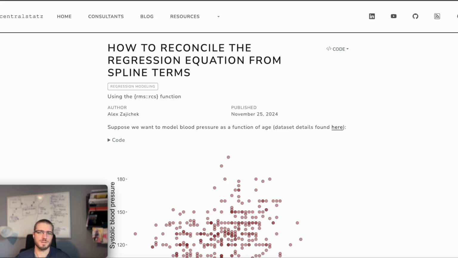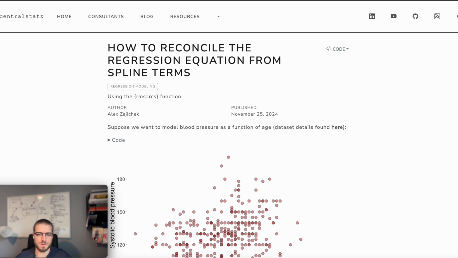Okay, so today we're talking about how we can reconcile the regression equation from a model that contains spline terms. This isn't always very straightforward, and I always get confused in it myself. Typically, when we have a linear regression model or a generalized linear model, we're assuming that the relationship between the independent variable and the outcome is linear.